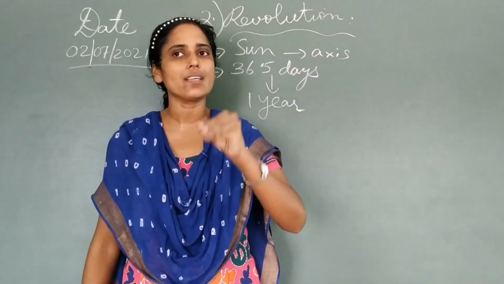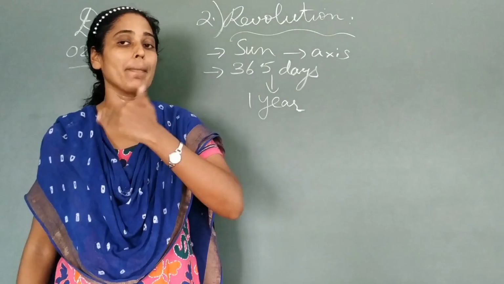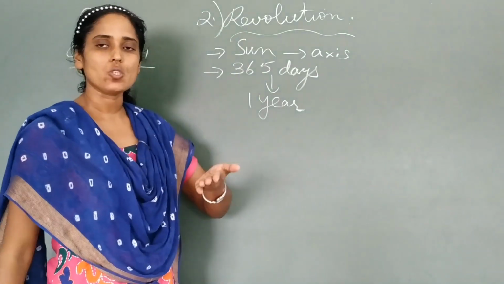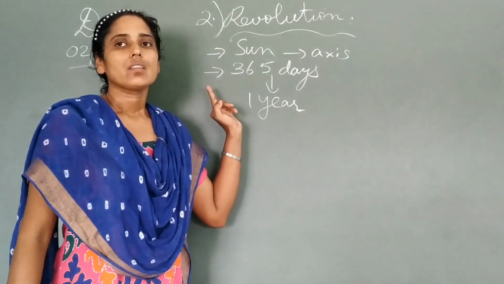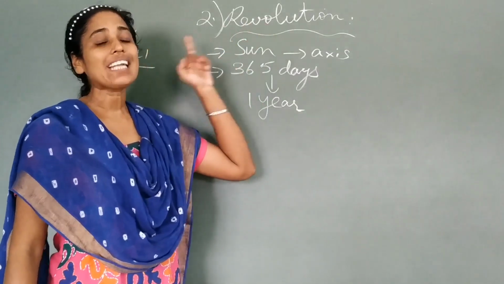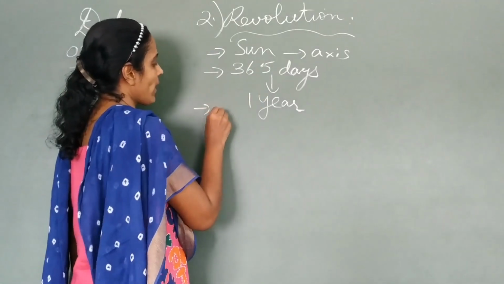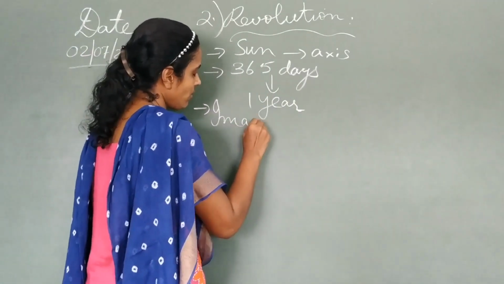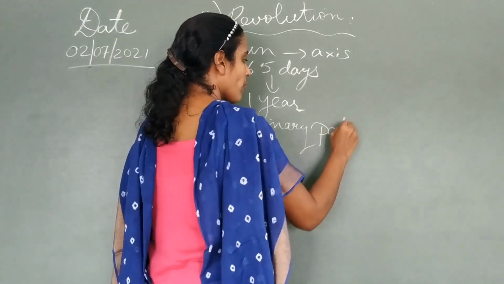And this is an imaginary term. All these concepts we studied about the measurements, latitudes, longitudes, all these are imaginary terms. Only for measurement purpose we are using it. So this revolution takes place in an imaginary path or way.